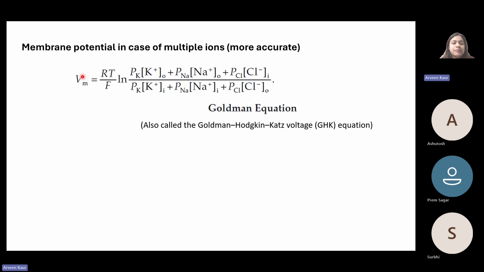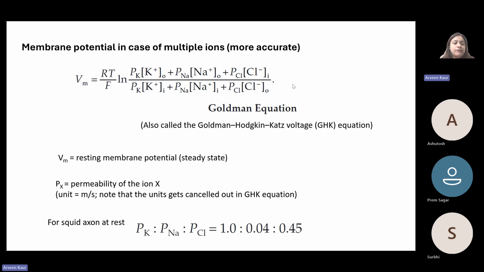This says that the resting membrane potential equals RT by F, natural log of all these ions, right? The concentrations of potassium ions outside versus inside. Outside, again, we will take potassium and sodium and chloride and any other ion that is there, upon their concentration inside, that is for potassium, sodium, and chloride, right? So this is the GHK equation.